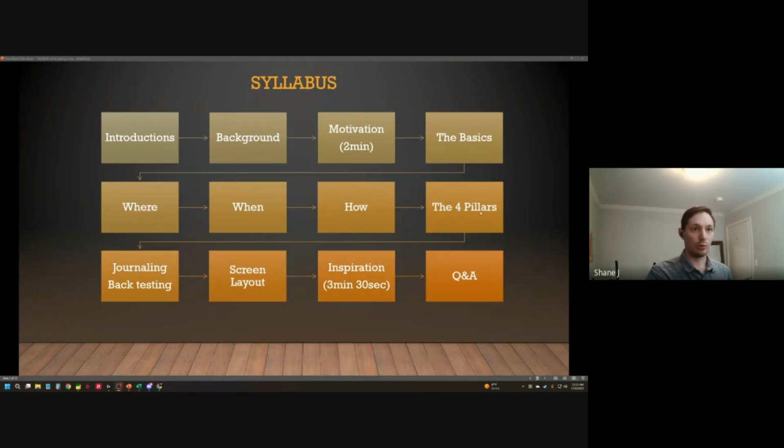Before we get into the journaling, we'll talk about the 4 pillars and how to bring all these 3 together. Then we'll look into journaling, my version of backtesting, and how I evaluate my performance going forward. I'll show you a quick little screen layout because it's going to be a few slides as we keep going. As you start looking at everything as a whole, it may look like it's going to take up a lot of real estate, but I will show you that it does not. Then we'll hit you with the inspiration audio and we'll be on our way to Q&A.